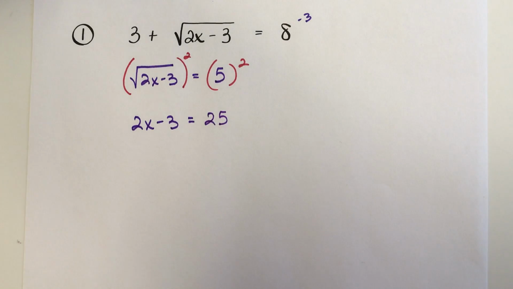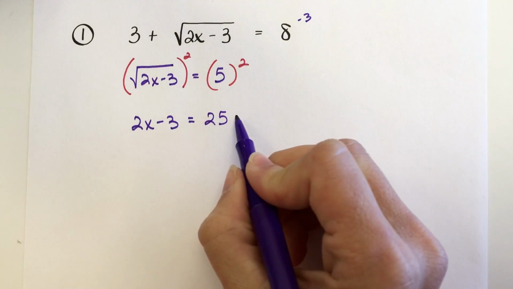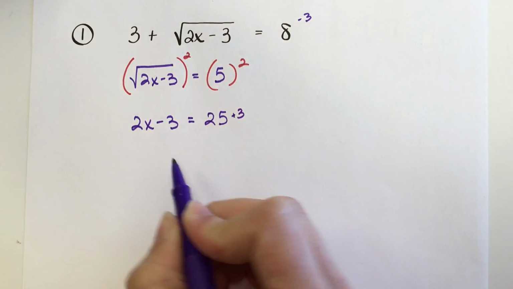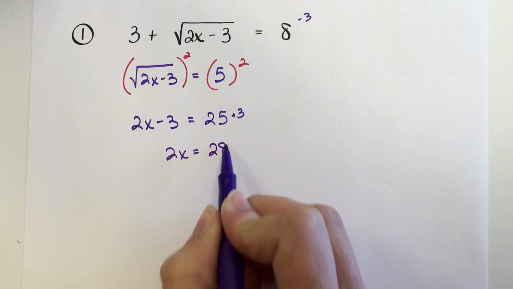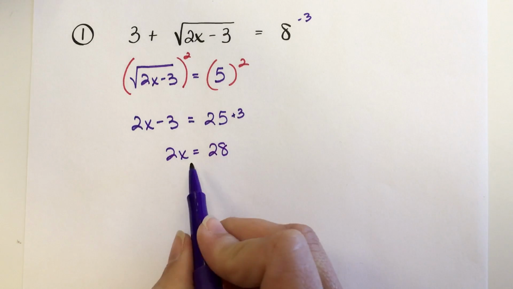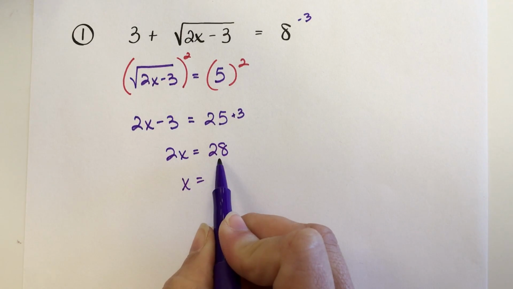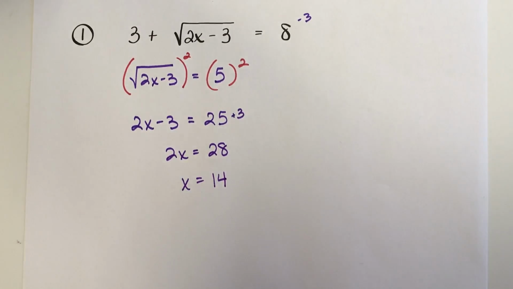Now at this point you have just a very basic equation to solve. You would need to add the 3. So I would have 2x is equal to 28, and then you've got to divide by 2. So the 28 divided by 2 is going to give you 14.